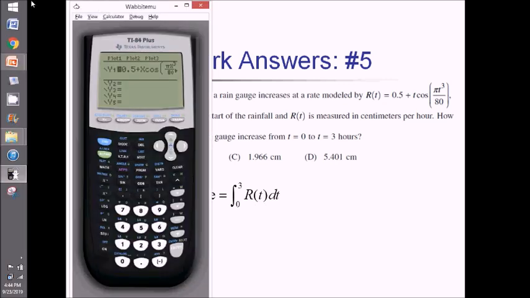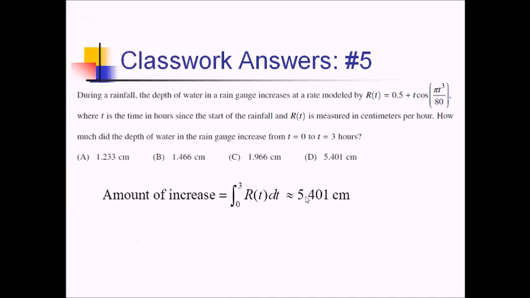To make my life a little bit easier, I'm going to enter this crazy-looking function in my y equals here. And now let me just take the integral of that from 0 to 3. So math 9, integral 0 to 3. And then I'm going to do alpha trace y1 dx. And that all comes out to roughly 5.401. And that's in centimeters. So that ends up giving us choice D.